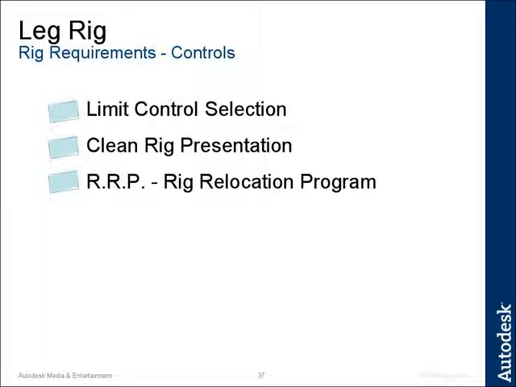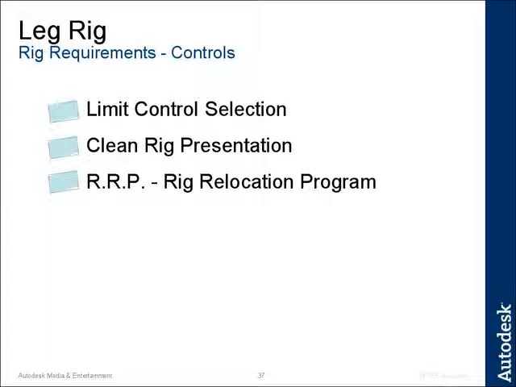Alright, our rig is set up so the animator can only set keyframes on what we want them to set, which is great, but there's still a lot of cleanup left to do, and we have to actually attach the leg to the rest of the rig. So let's go through all of our rig requirements. First, we want to limit the control selection. Then we need the clean rig presentation, and we need the rig relocation program. So only allow the animators to select what we want. We've basically taken care of that when we made sure the attributes were correct. So we don't need to worry about that.